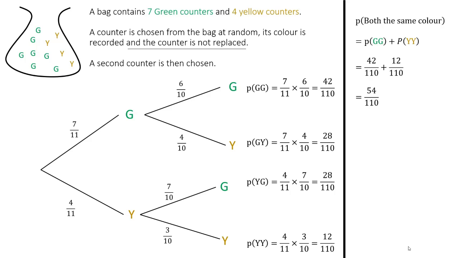Or maybe we want to look at the probability that they are both different colours. Well, that is us looking at green and yellow and yellow and green, those middle two. 28 out of 110 plus the 28 out of 110 gives us 56 out of 110 options in total. So probability trees are particularly useful if we are looking at multiple events. Counters in a bag is a classic, but it could also just be two unrelated events. One happening, then the other happening.